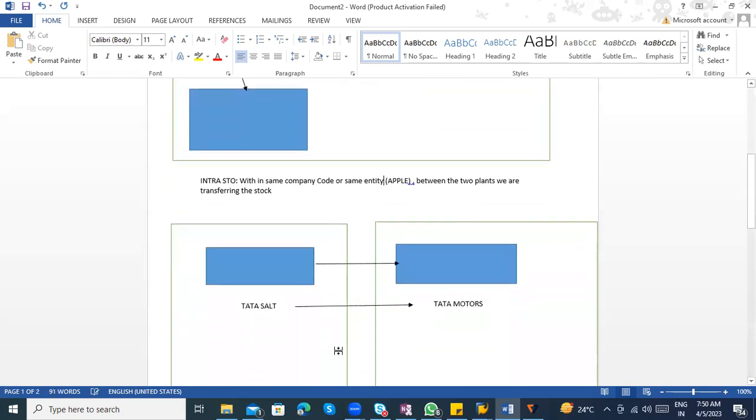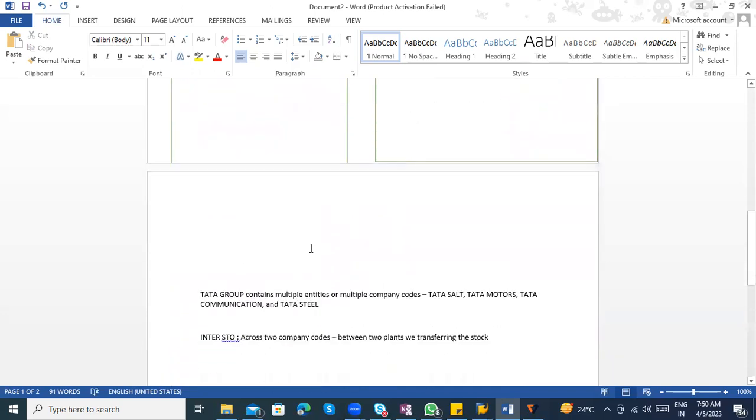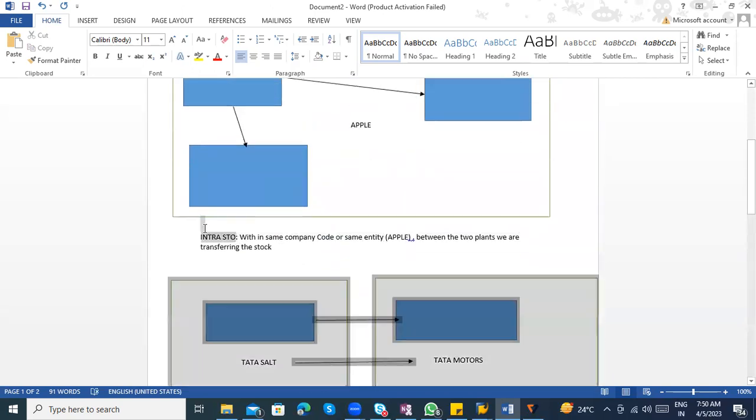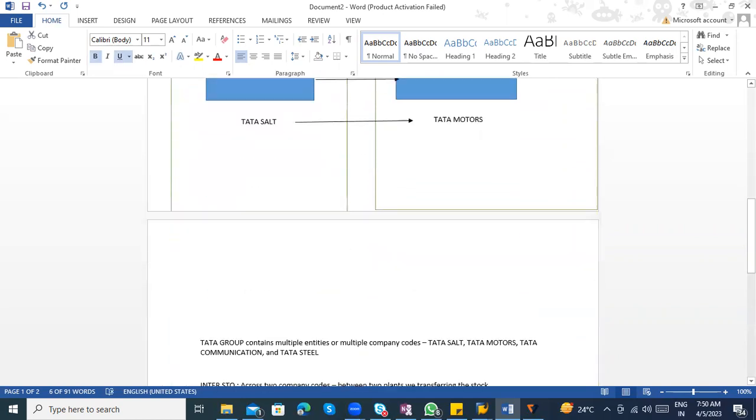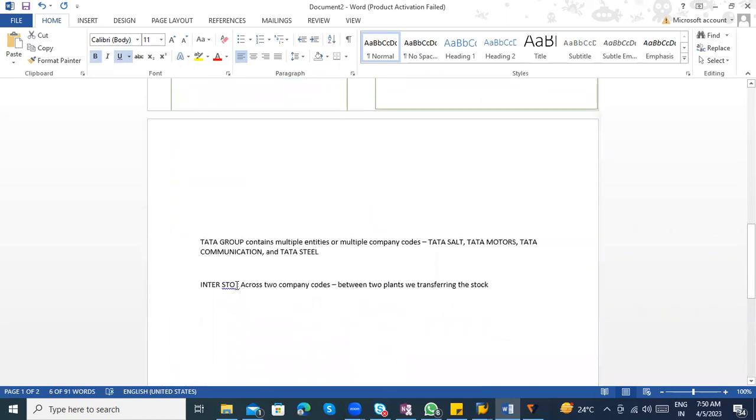And inter, what do you mean by inter? Intra is within the same company, inter is within the same company but different entities. No, we should not talk about company here, only across different company codes. So we can say between two different company codes, or between two different entities.